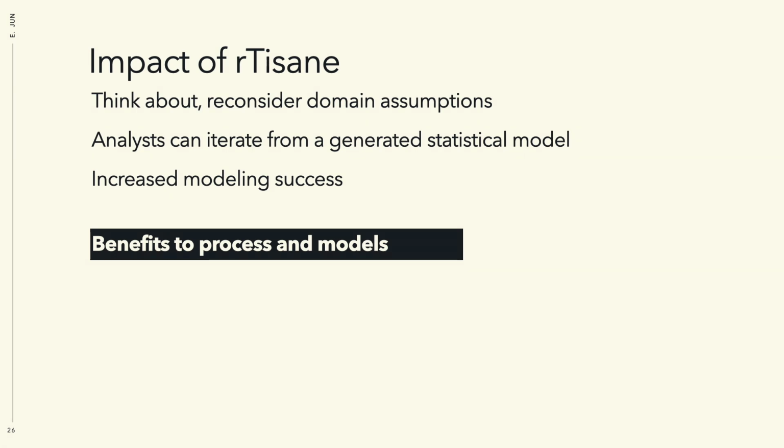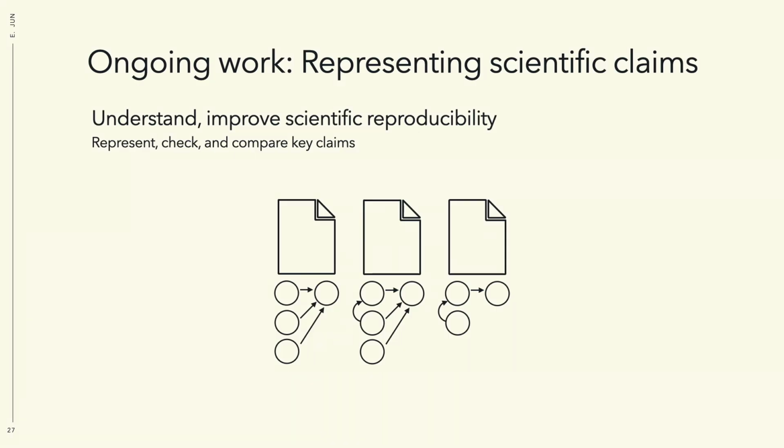The models actually have higher AIC and BIC scores, and they're very useful for iterating on, even for statistical experts. In ongoing work, we're really interested in looking at how we can use conceptual models or similar representations to better understand and improve scientific reproducibility, by representing key scientific claims in similar kinds of models that allow us to check and compare different claims across different papers and analysts.